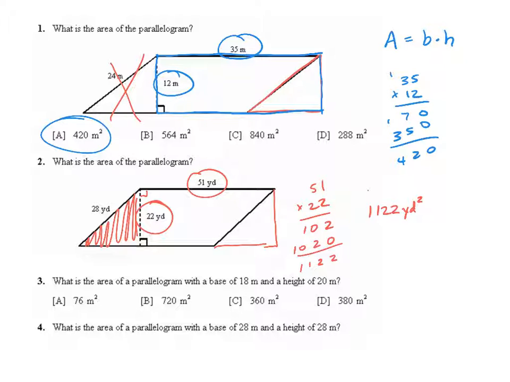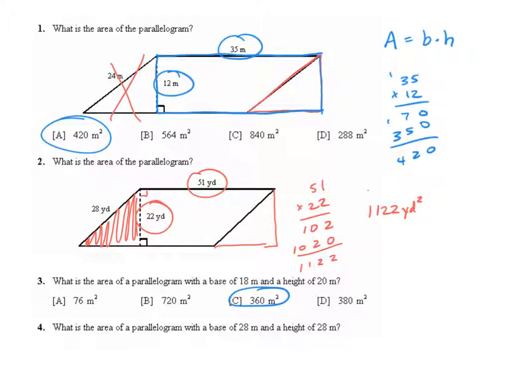Question 3, what's the area of a parallelogram with a base of 18 and a height of 20? We're just going to do 18 times 20. 18 times 2 is 36, and then times 10 gives us 360 square meters.